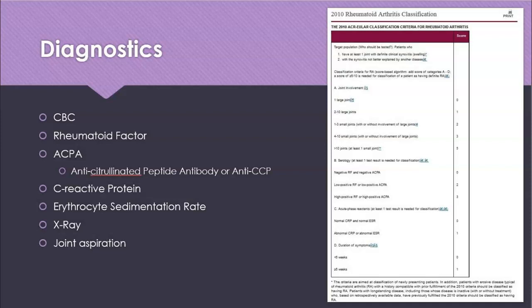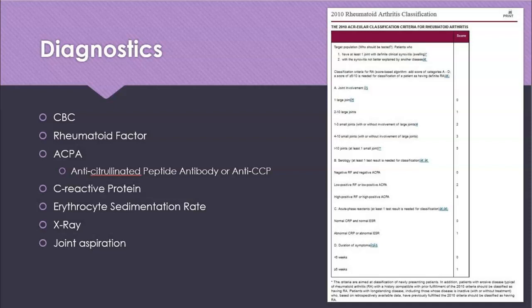CRP, C-reactive protein, and ESR, erythrocyte sedimentation rate, are the other two reactants that are looked at for inflammatory process. Again, they're just for general inflammation. They're not only specific to rheumatoid arthritis, but they are part of that diagnostic criteria.